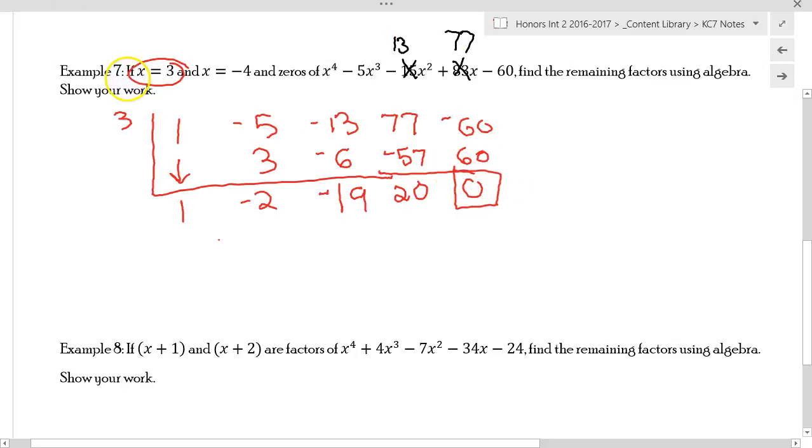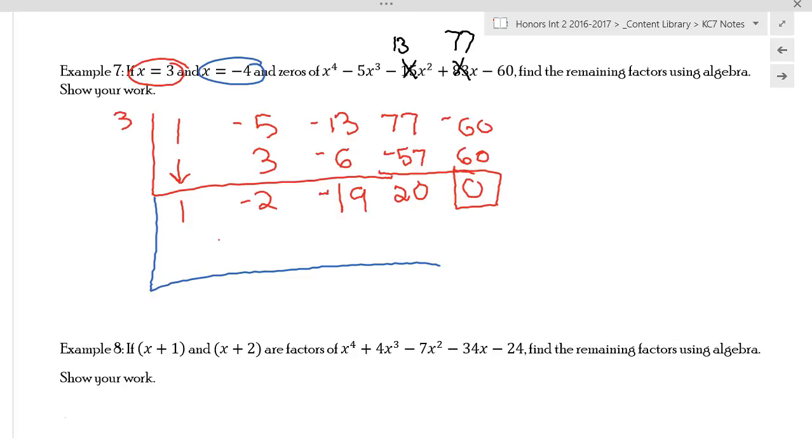Okay. Now, with this x equals negative 4, I'm not even going to change anything. I'm just going to draw a new box, ignoring that remainder, and put the negative 4 on the outside. Again, since these are x equals, I don't change the sign. Bring down the 1. Negative 4 times 1 is negative 4. Negative 2 plus negative 4 is negative 6. Negative 4 times negative 6 is positive 24. So I get 5. Negative 4 times 5 is negative 20. So I get 0. Again, we want that 0.